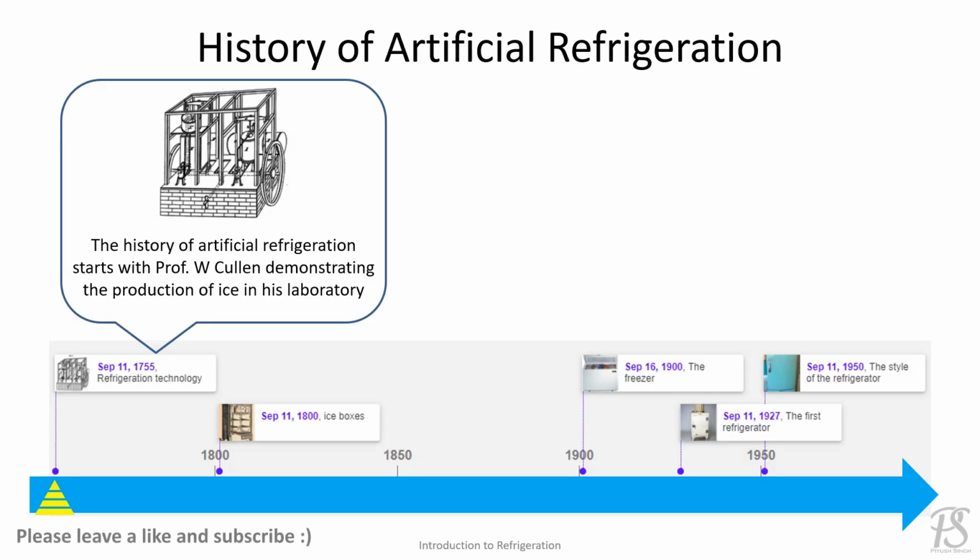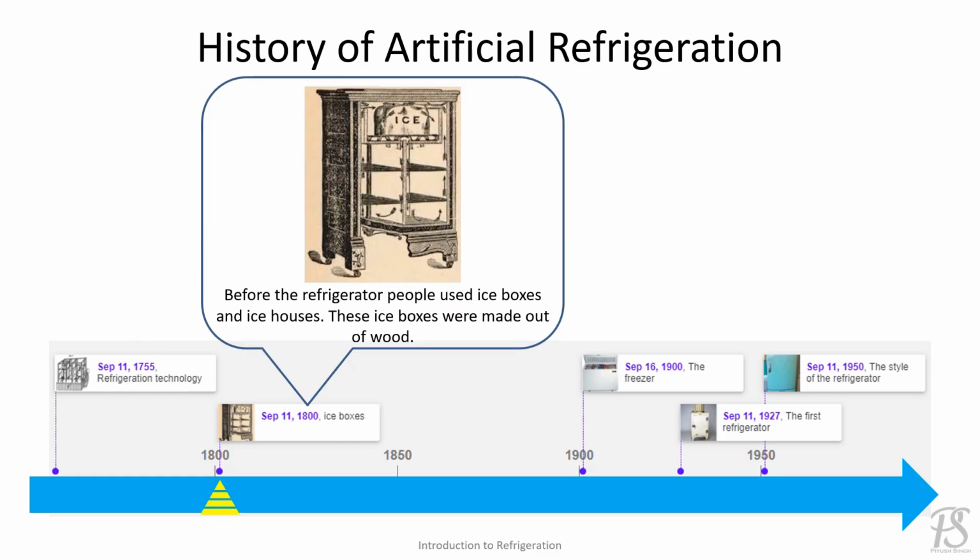Here are only some of the important events in the history of artificial refrigeration. The history of artificial refrigeration starts with William Cullen, as already discussed, by demonstrating the production of ice in his lab. Before the refrigerator, people used ice boxes and ice houses. These ice boxes were made of wood with suitable insulation as shown in the figure.